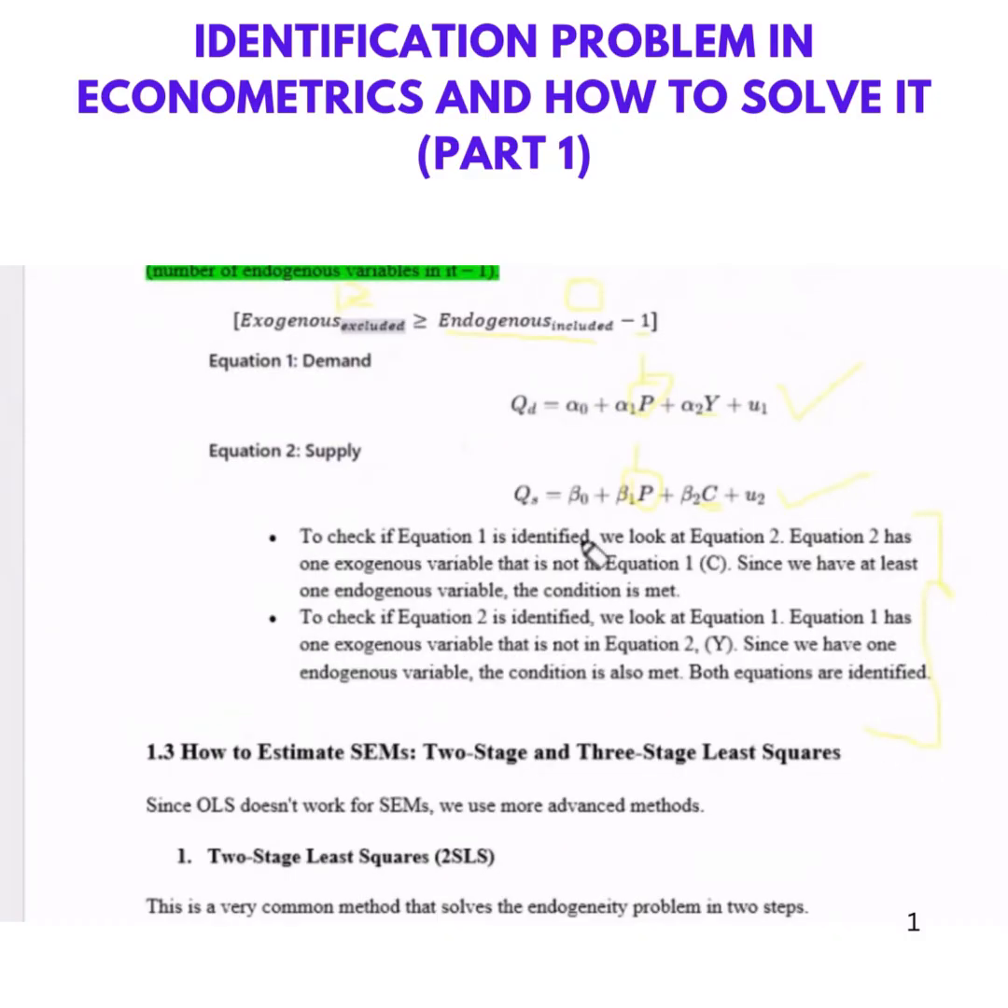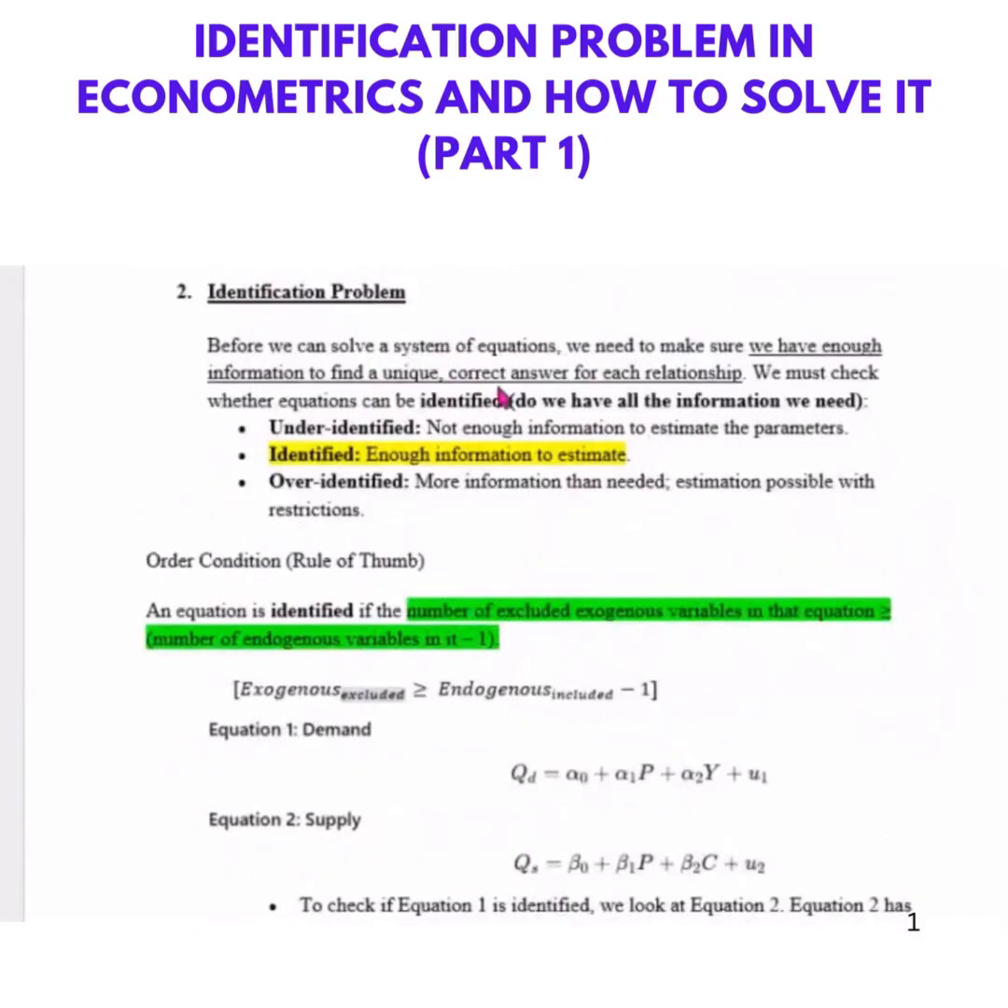To check if equation 1 is identified, we look at equation 2. Equation 2 has one exogenous variable that is not in equation 1, which is C, this C here. Since the condition is met, the same case applies to equation 2. In other words, if we want to simplify, it means that the exogenous variables excluded should always be greater than or equal to the endogenous variables included minus 1. So that is how we solve this problem we are calling the identification problem.